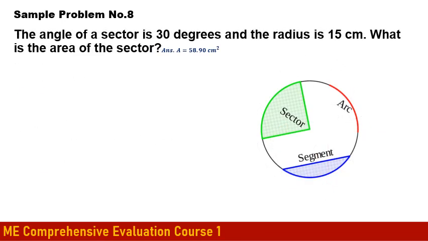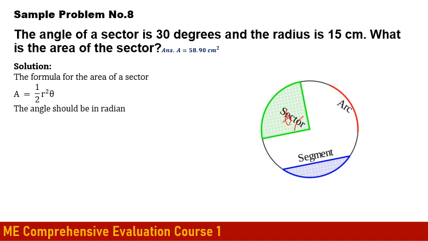Sample problem number 8. The angle of a sector is 30 degrees and the radius is 15 centimeters. What is the area of the sector? So this is the area of the sector bounded by these green lines and curve here. From the formula for the area of a sector, it's equal to 1/2 r squared theta, where r is the radius of the circle and theta is the angle here, or the central angle.